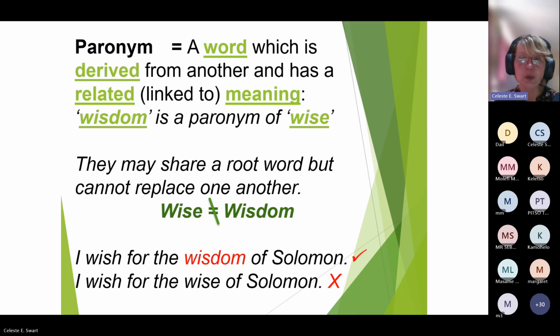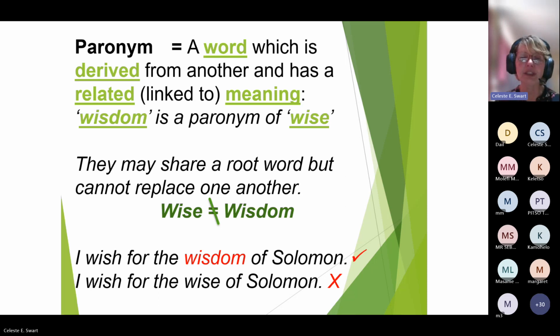So they may share a root word, but they cannot replace one another. And the best source and the best example to use is wise and wisdom, because wisdom is a paronym of wise. It is derived from wise. It comes from wise, might be the easiest way. But you will see there, I've shown you very clearly here. There you are. It is not equal to wise or wisdom. They're not equal to one another.